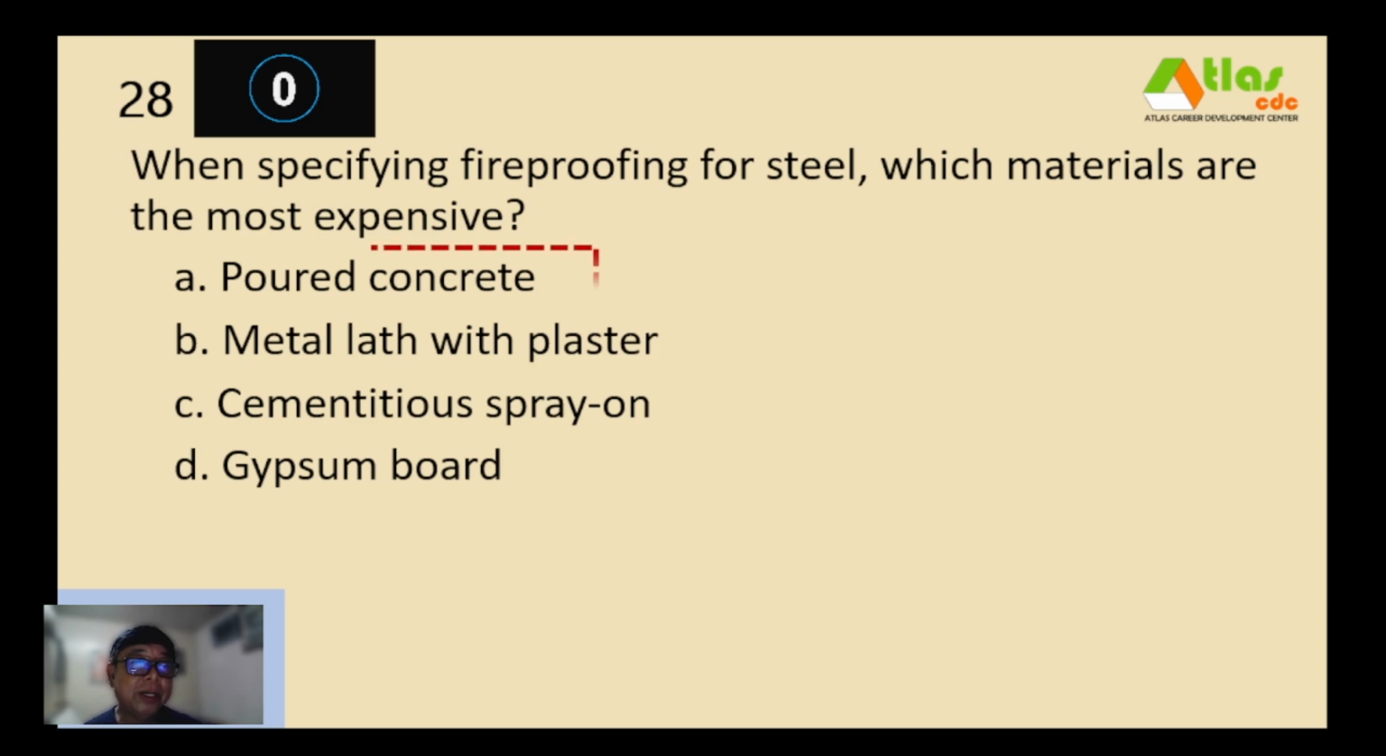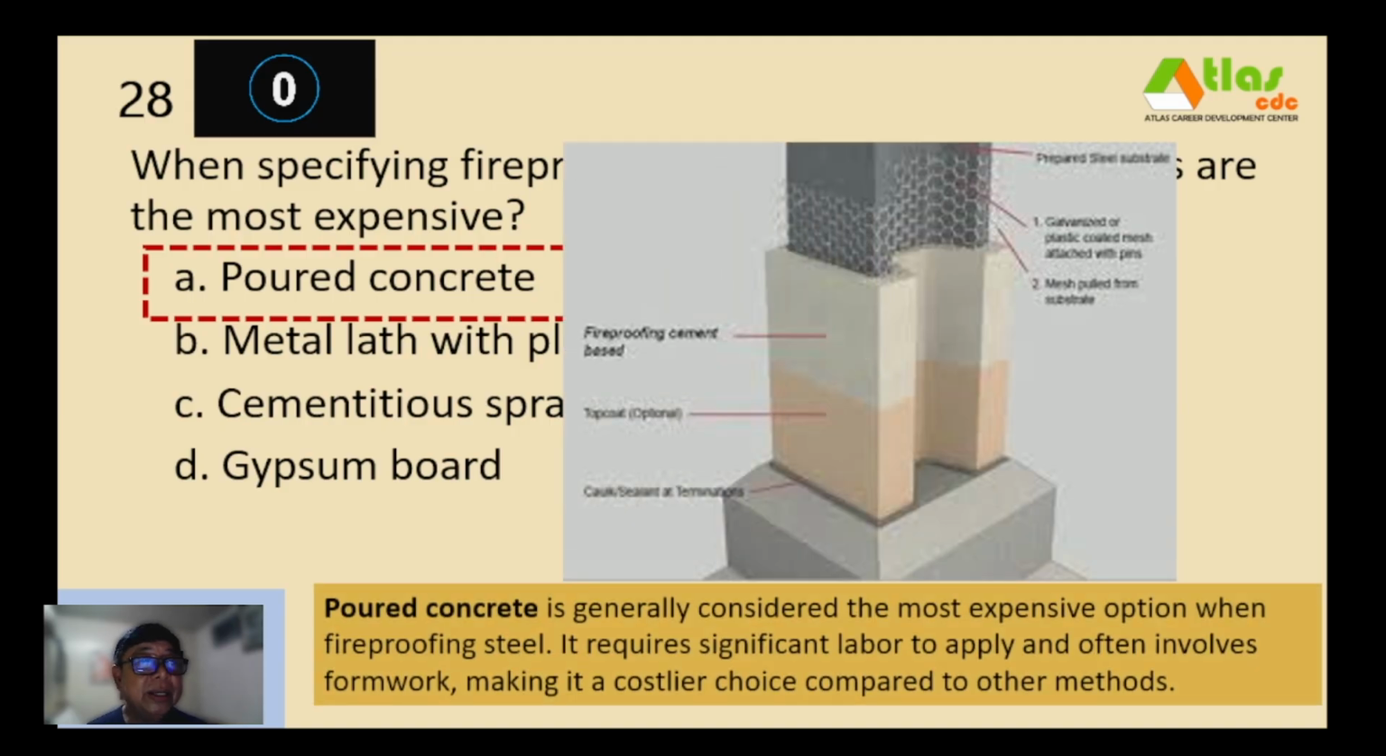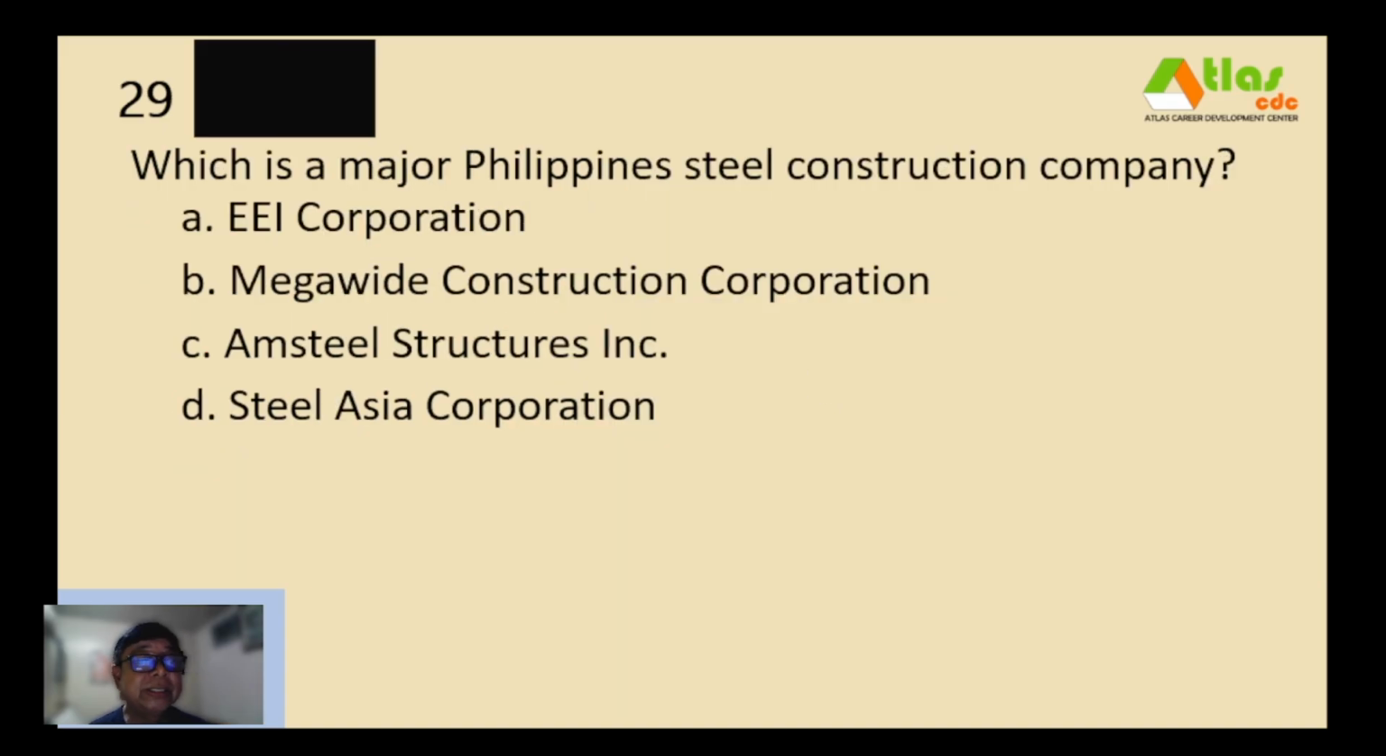And our correct answer is letter A, poured concrete. So poured concrete is generally considered the most expensive option when fireproofing steel. It requires significant labor to apply and often involves formwork, making it a costlier choice compared to other methods.